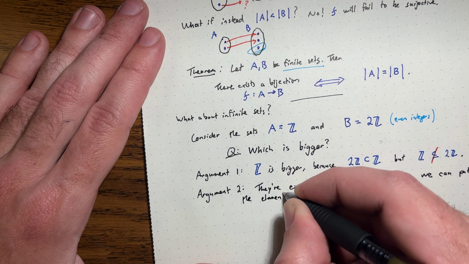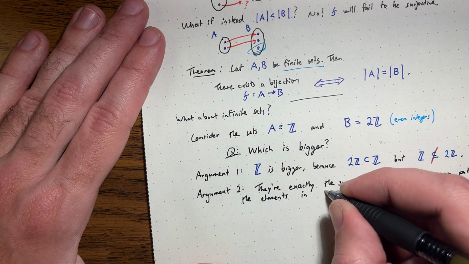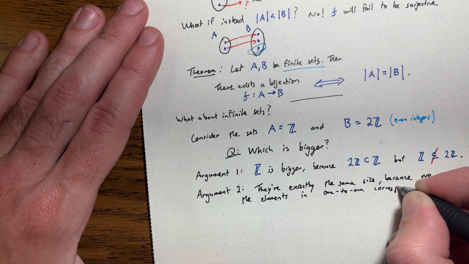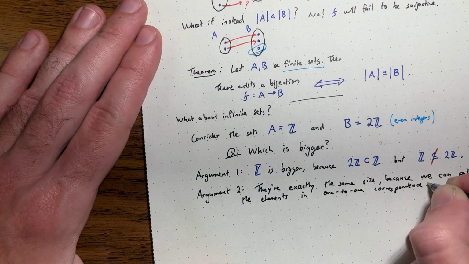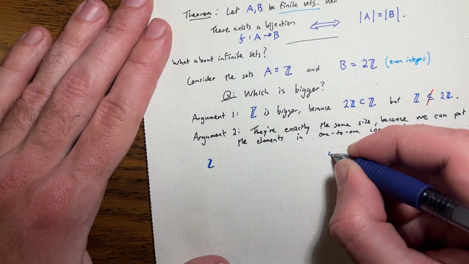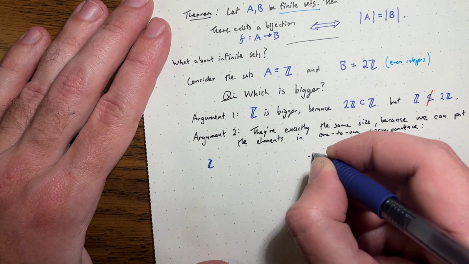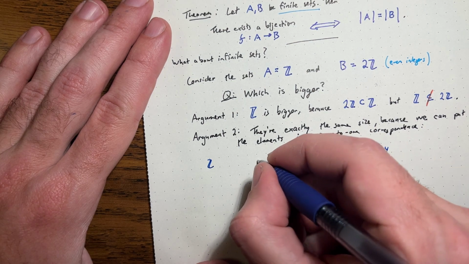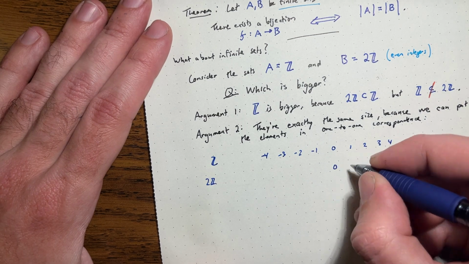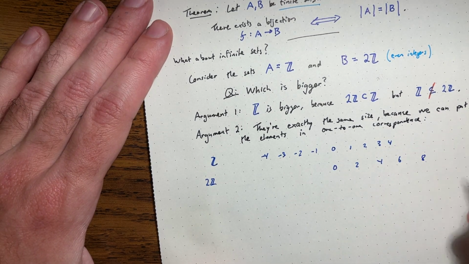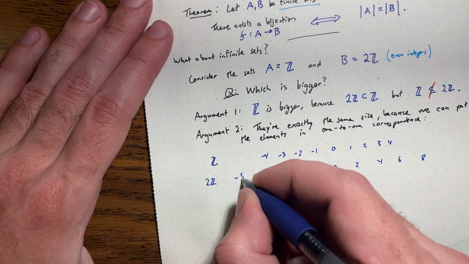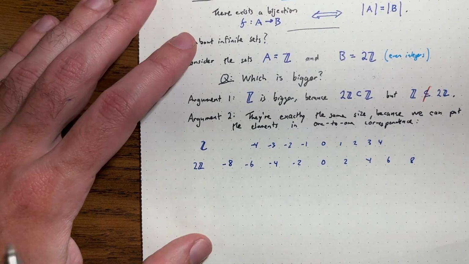But here's my argument. We can actually put the elements of both sets in bijection. So we can put the elements in one-to-one correspondence. Here's what I mean. Let's take the integers: 0, 1, 2, 3, 4, etc., and -1, -2, -3, -4, etc. And then let's take the even integers. So what do we have? 0, 2, 4, 6, 8, -2, -4. I'm not drawing this in a very descriptive way here, but here's what I mean.